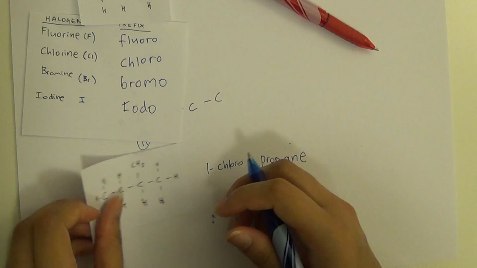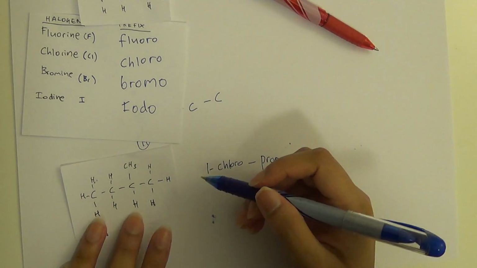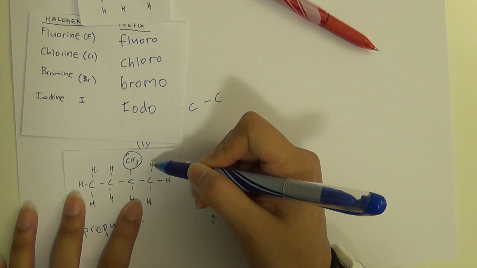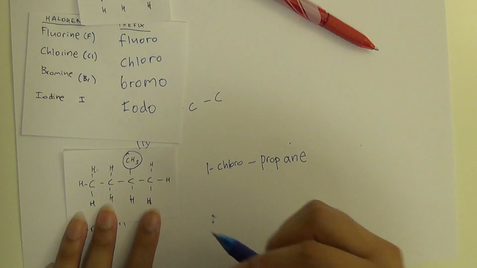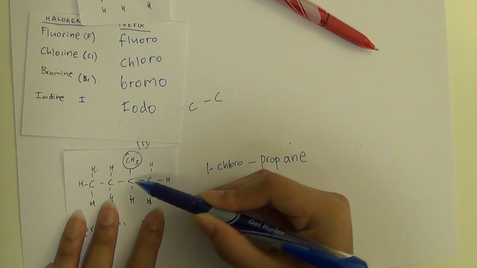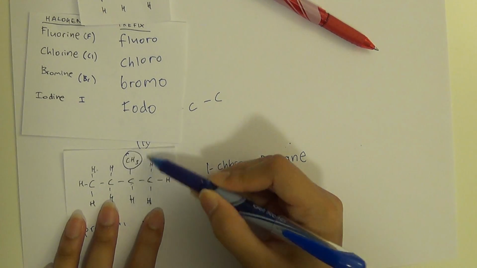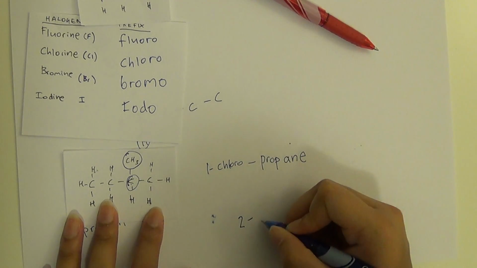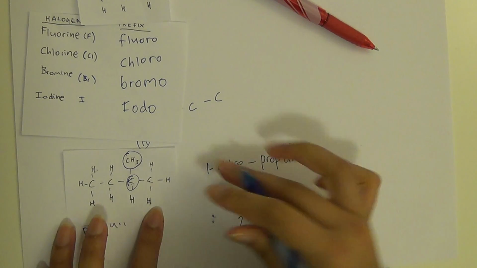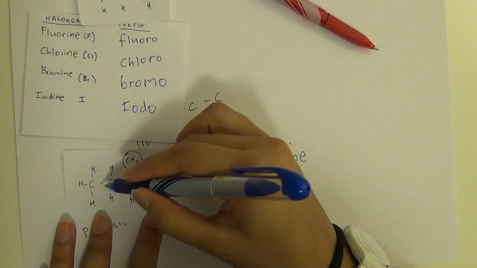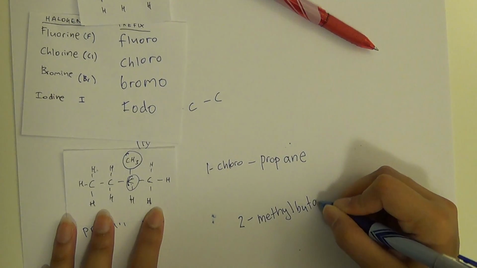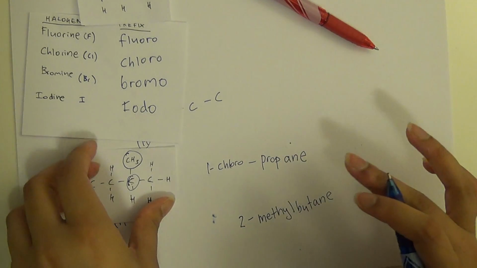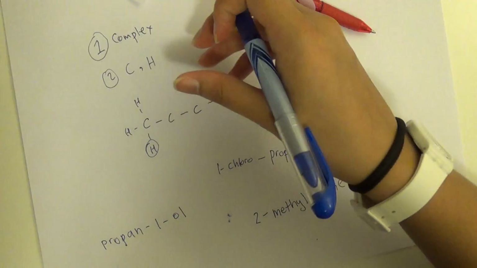Another side group you might have is CH3, and that's called a methyl side group. So here we have a CH3, which is a methyl side group. The methyl is bonded to the second carbon. So therefore we go 2-methyl, and it's an alkane, and there are 4 carbons, so butane. This compound is 2-methylbutane. Now let's put all of that together and do a larger organic compound.